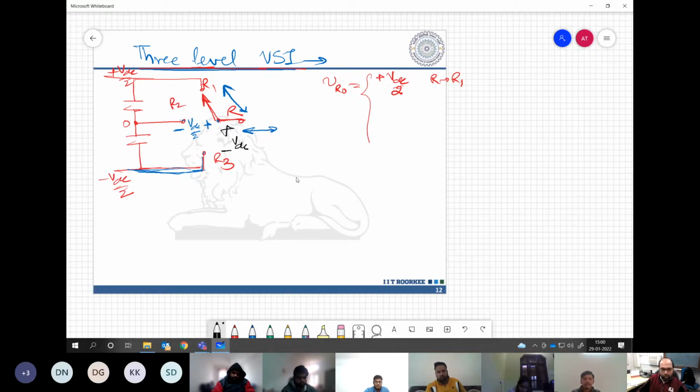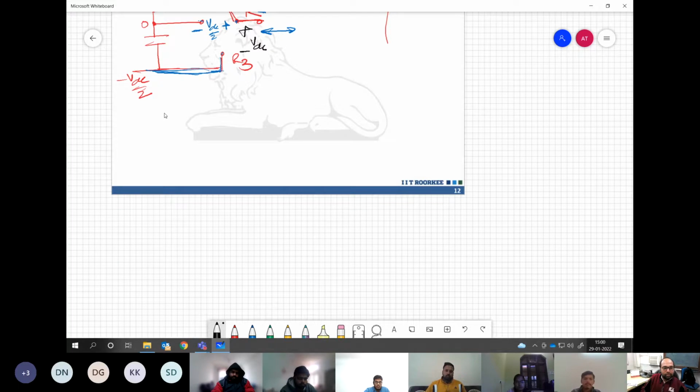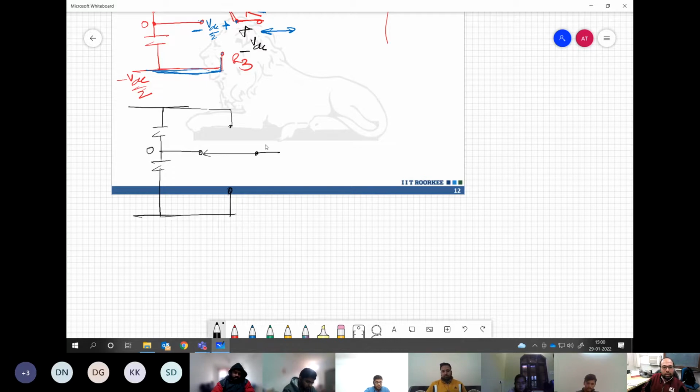Now, let's go to the second connection. I need to draw this only for clarity; otherwise there is no need to draw it again and again. Now we have the connection between R and R2. So what is the output voltage? 0.